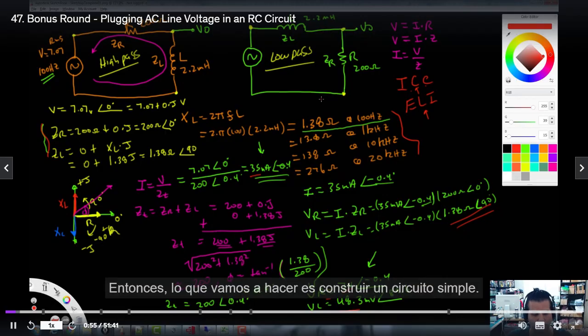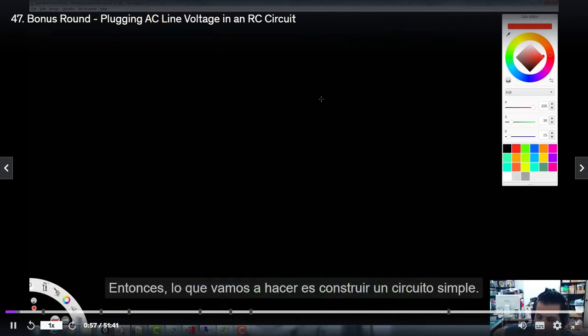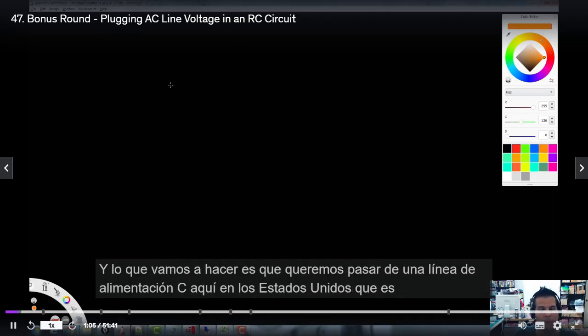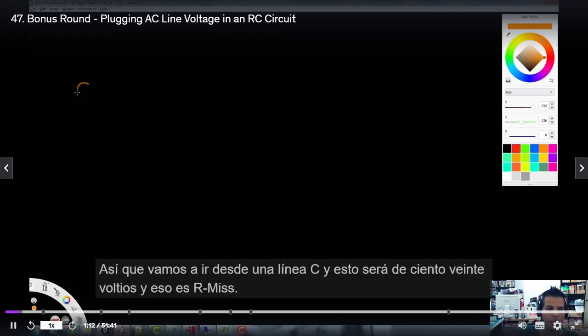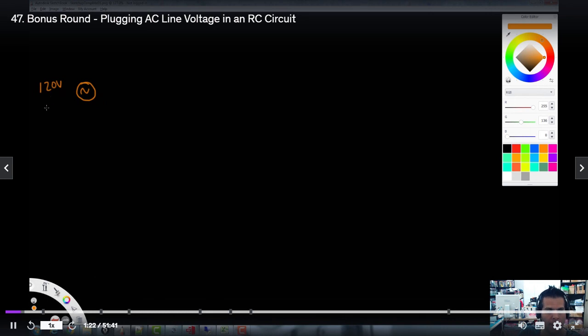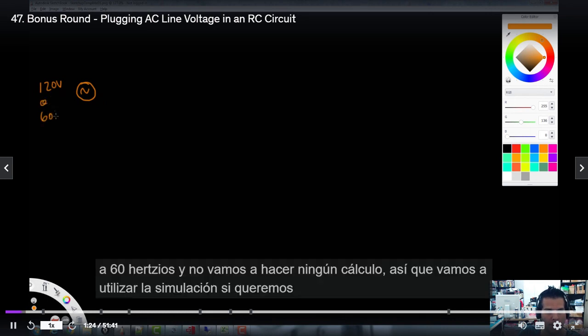So what we're going to do is actually build a simple circuit. Let's build an RC circuit. We want to go from AC line power. Here in the United States, that's 60 hertz at 120 volts. So we're going to go from AC line, and this is going to be 120 volts RMS at 60 hertz. And we're not going to do any calculations here. We're going to use simulation if we want to check anything.